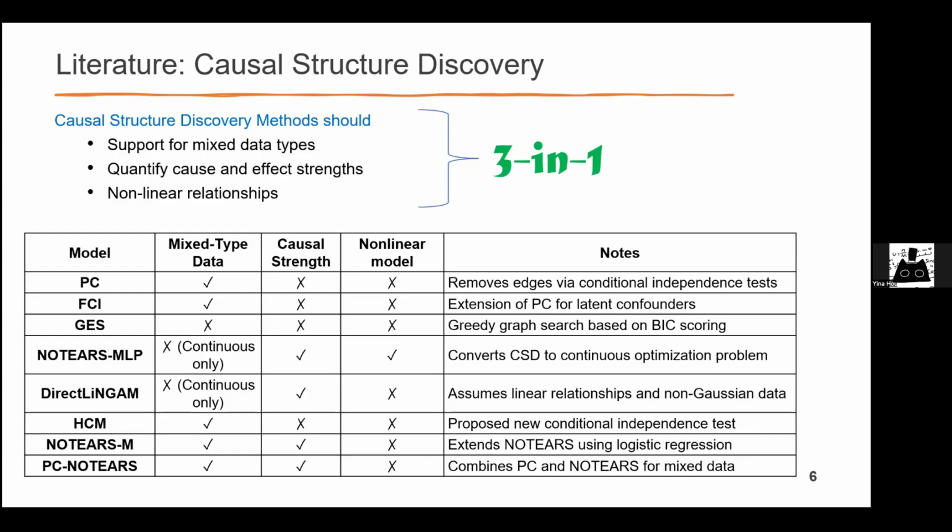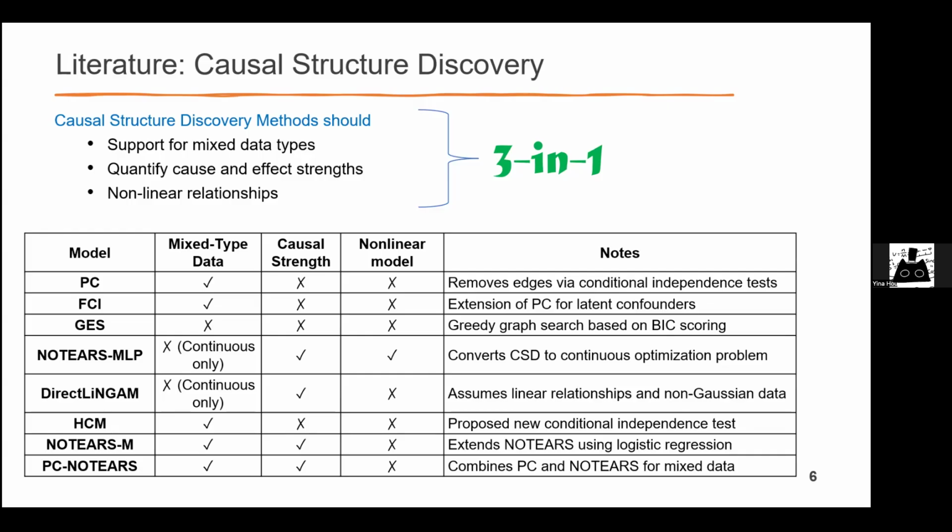And for PC, FCI, and GES models, they cannot fit the three points we cared about. Also, for the two other models, NOTEARS and DirectLiNGAM, they cannot handle mixed data types, but both of these models provide causal strengths along with causal directions. And since NOTEARS-MLP has the assumption of a nonlinear causal relationship, it's most commonly used in real-world datasets.